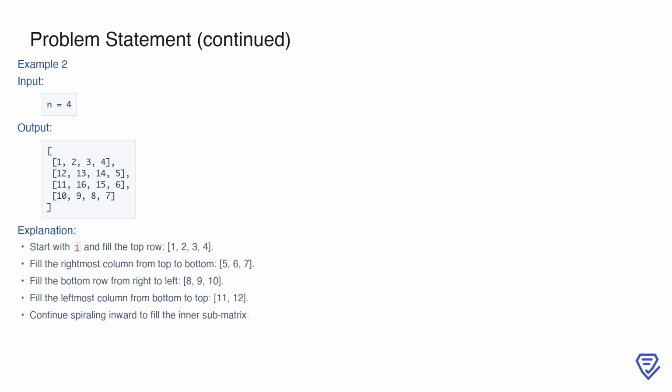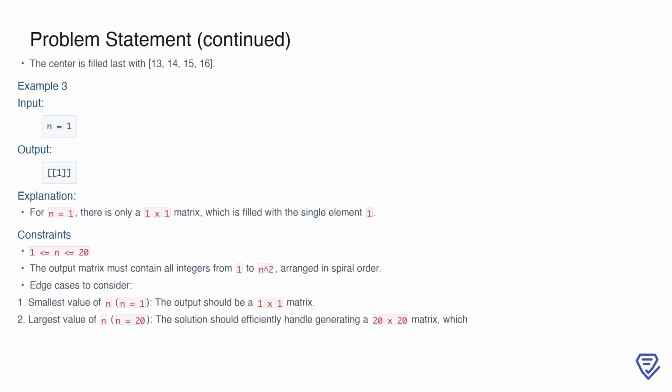Each layer of the spiral is completed one step at a time, ensuring the numbers are arranged in the correct order. For a smaller input, such as n equals 1, the matrix is simply a 1x1 grid containing the single number 1. This is the smallest possible case, where the entire matrix is filled with just one element.